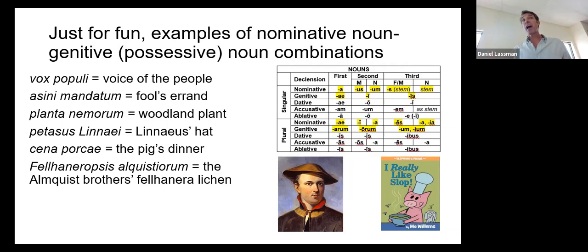A fool's mandate might be asini mandatum. Mandatum is a chore, and a fool is an asinus in Latin. So you put the I at the end of asinus, and it's a chore of a fool. Planta, we've already talked about planta, but a planta is a first declension noun. Nemoris is a third declension noun, and you can see that the genitive plural in first and second declension ends in -orum or -arum, so planta nemorum means a plant of a woodland.